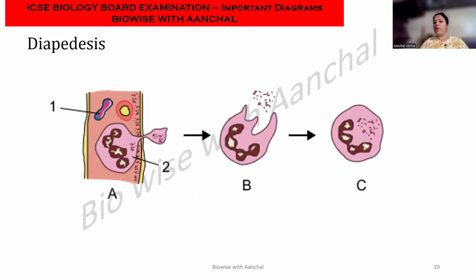Diapedesis generally does not come as a drawing, but you should know what diapedesis is: oozing out of WBC from the blood capillaries at the site of infection. Now 2 is the WBC and 1 is RBC here. Second one, B is showing phagocytosis, that is engulfing the foreign particles.